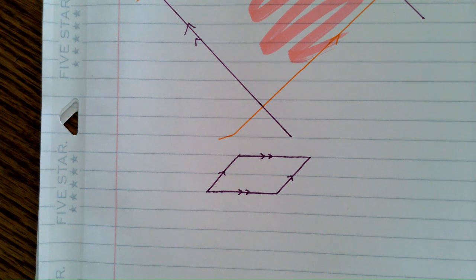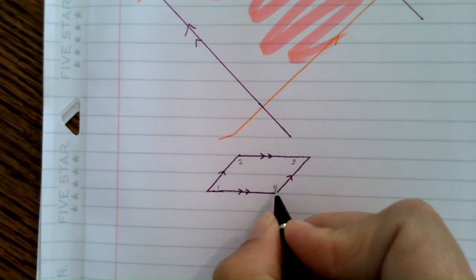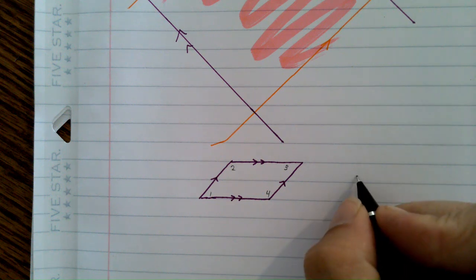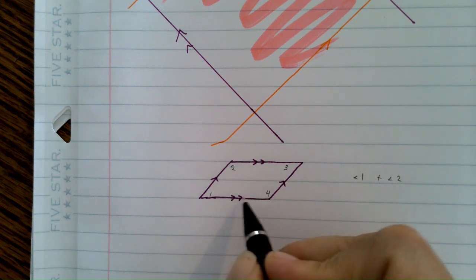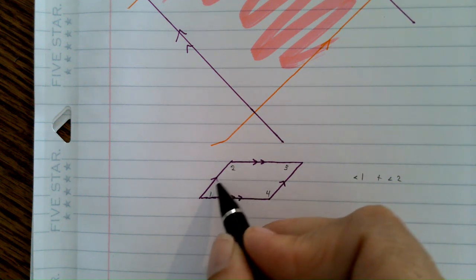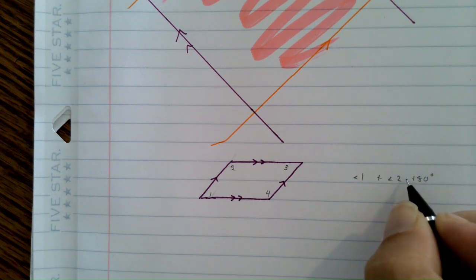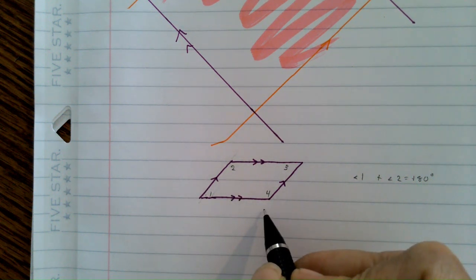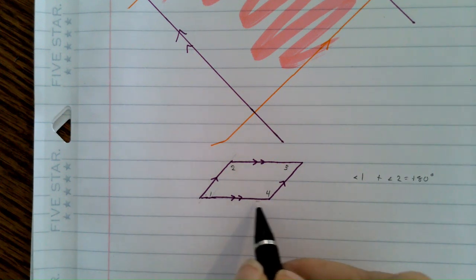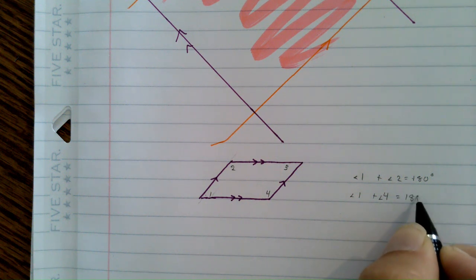Okay, so we're actually going to look at that right quick. So I'm just going to number these 1, 2, 3, and 4. Okay, so angle 1 and angle 2. You'll notice they're inside the top and bottom parallel lines, but they're on the same side of the transversal. That means they add to 180. Okay. Angle 1 and angle 4 are inside the vertical parallel lines, but they're on the same side of this transversal. So angle 1 and angle 4 are also 180.